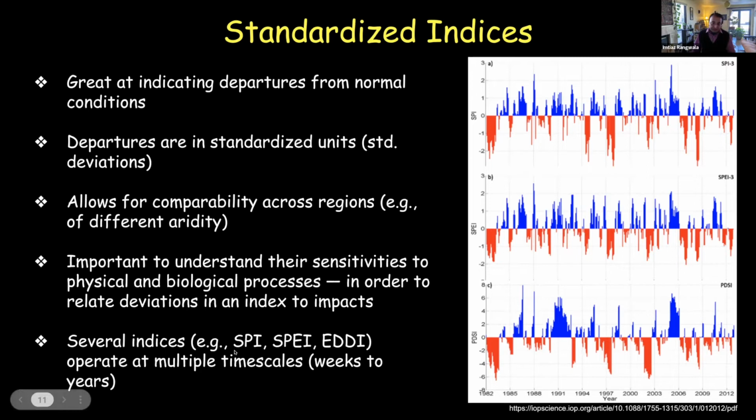I think it's important to understand the sensitivities of these indices to physical and biological processes, and it's easier said than done. It's something I'll repeat during this presentation: it's really important to know what these sensitivities are as we use them. Many of these indices also work at multiple time scales, so you can look at how the drought is behaving from weeks to months to years.